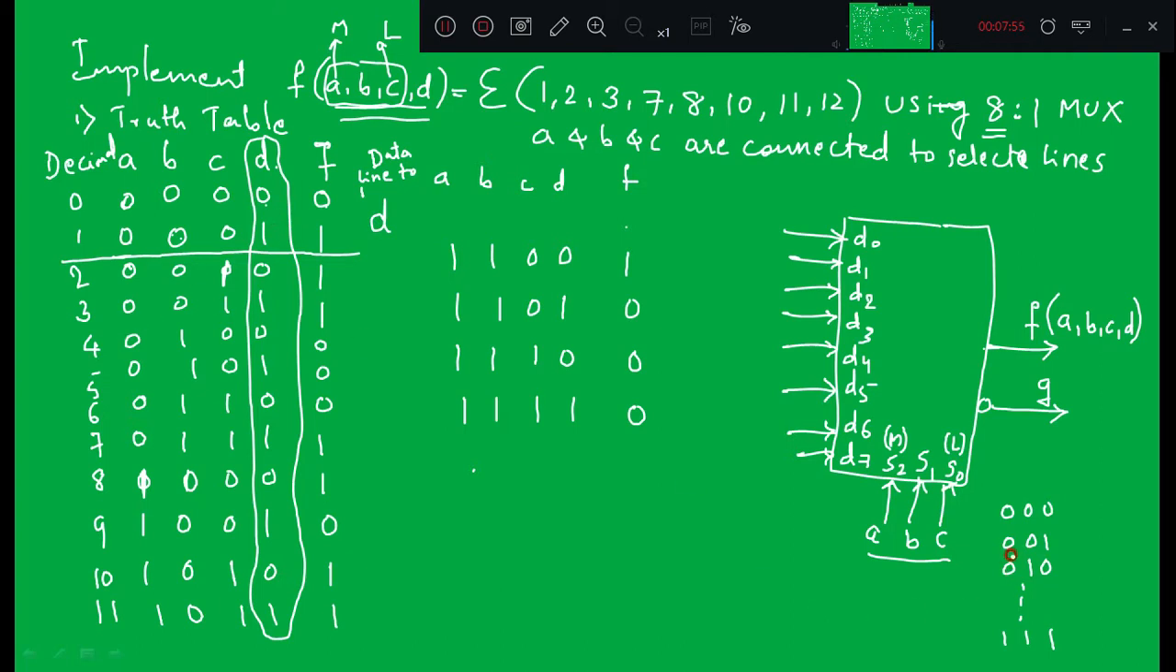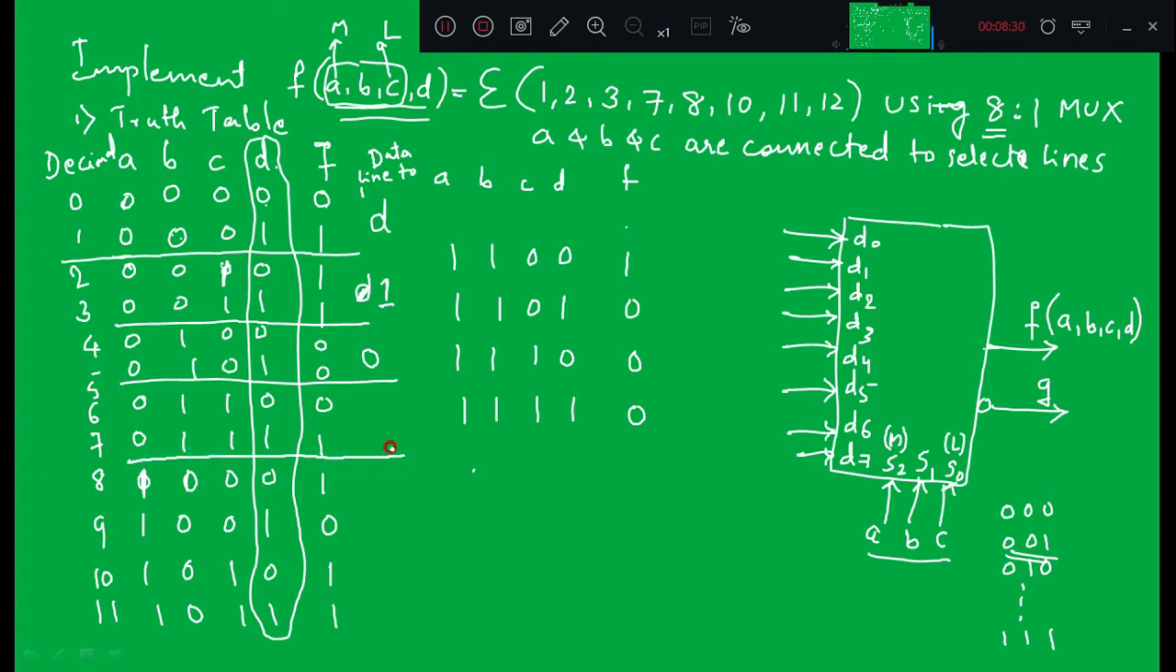The second combination is 001. It is available for these two combinations, right? Both the outputs are 1, so irrespective of the value of D, the output remains 1. So the data line should be connected to VCC or 1. The next combination is 010. The output is 0 irrespective of the value of D, so the data line is to be connected to 0.